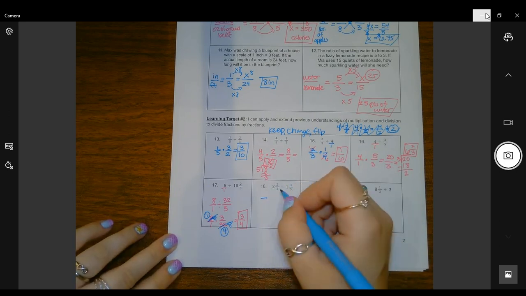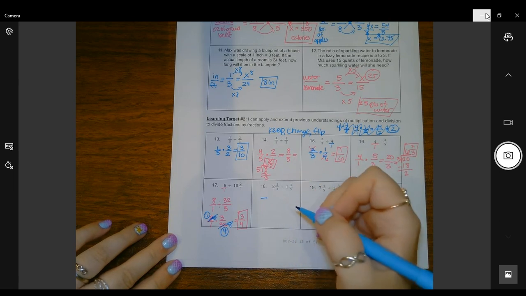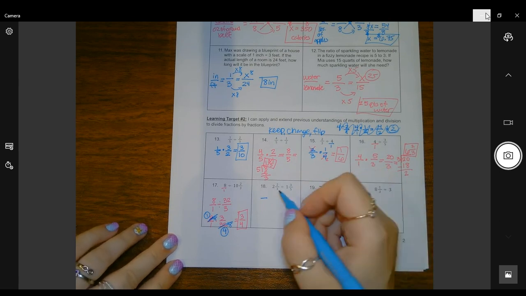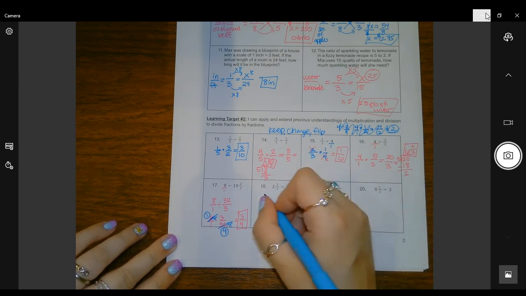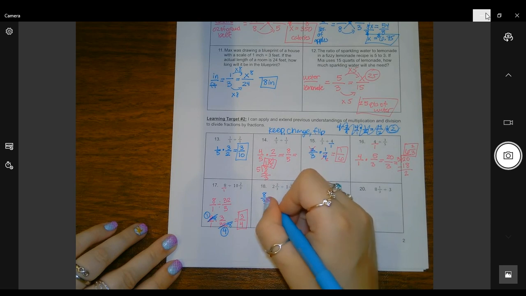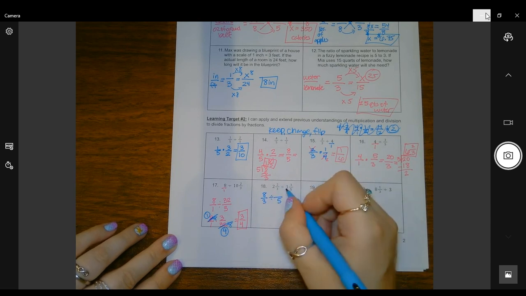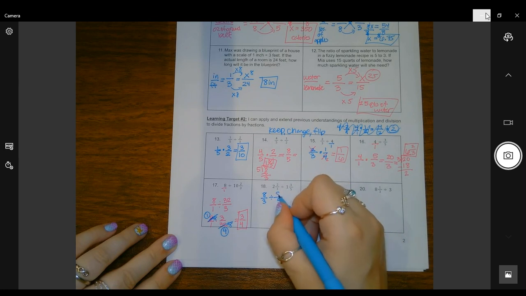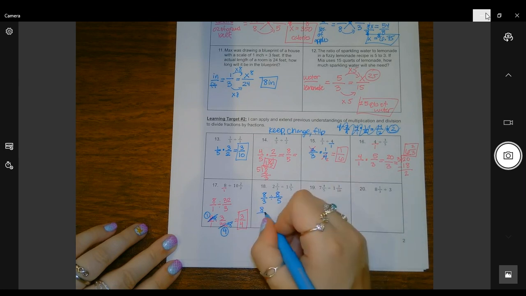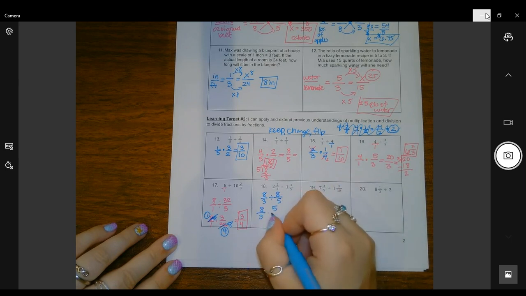Okay, I have a mixed number and I want to change that to an improper. So 3 times 2 is 6, plus 2 is 8. Put that over 3, divided by, keep the denominator the same, 5 times 1 is 5, plus 3 is 8. And keep, change, flip.